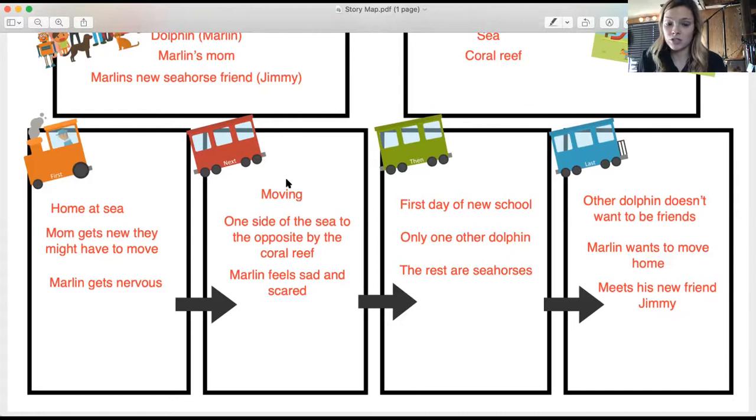Next, I know that I'm going to be talking about them moving. So if you know that that's what you want to do, you can simply just include the word moving. You don't need to add these details. I just put them there so I can remember. So I know that next I'm going to be talking about them moving.